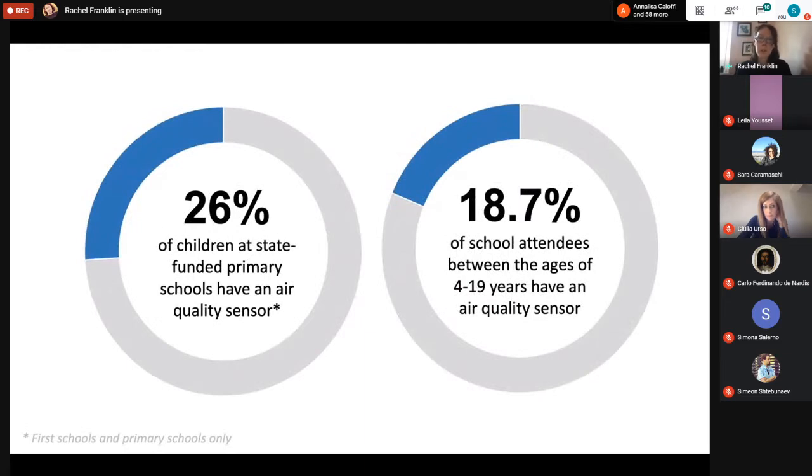So with these preliminary results, with the number of schools that have sensors, about a quarter of children at primary schools have an air quality sensor. But this is because the project is just getting going. It's slightly less if you take all of the young people in Newcastle.